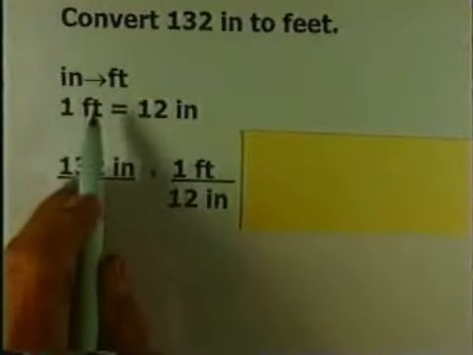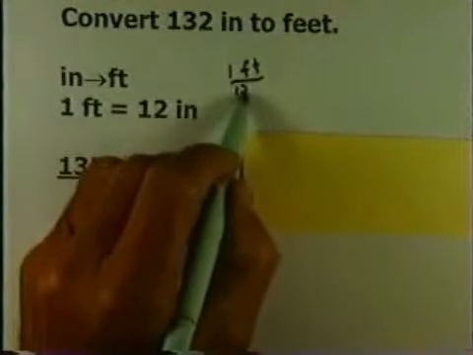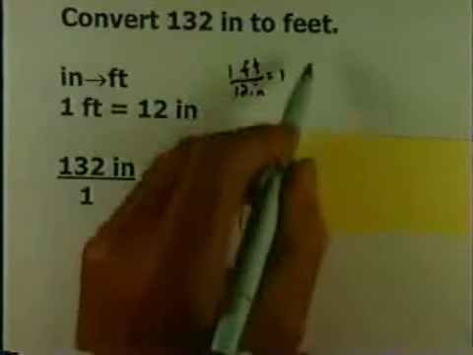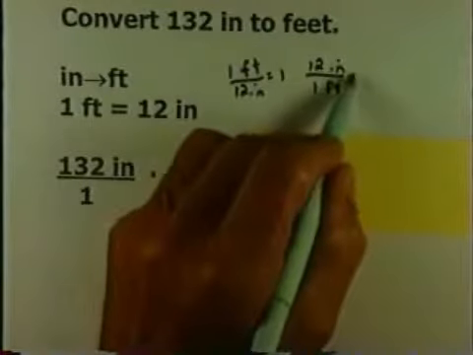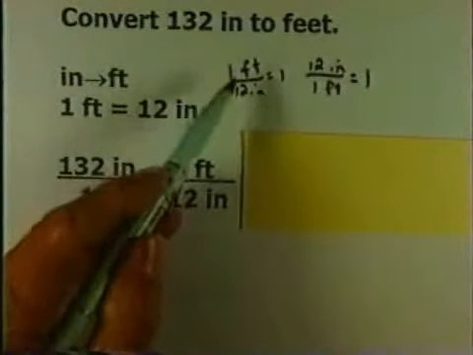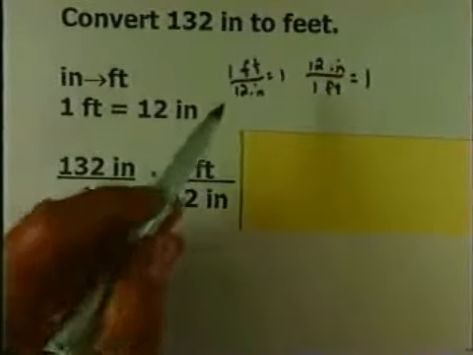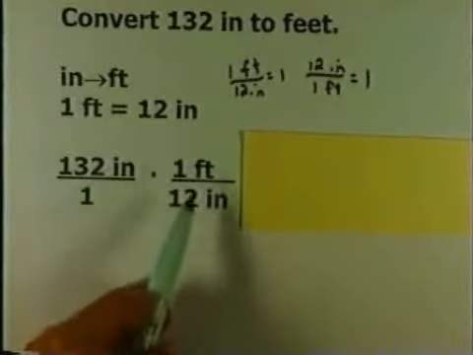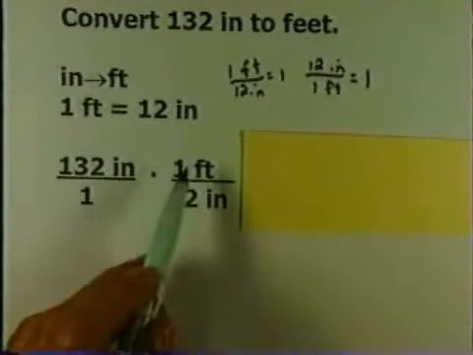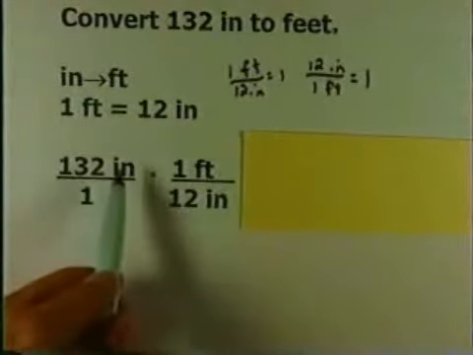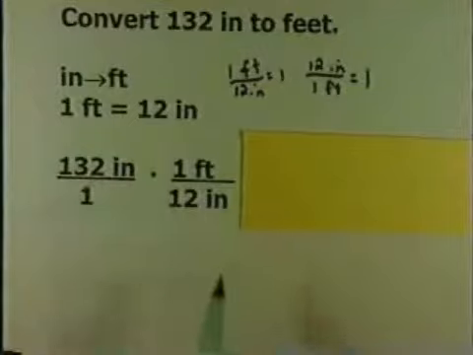Now really, since 1 foot is 12 inches, I know that 1 foot divided by 12 inches is 1. I also know that 12 inches divided by 1 foot is 1. Because any quantity divided by itself is 1, as I showed you on the other frame there. So what I'm doing here is I'm multiplying by 1. So when I multiply by 1 foot over 12 inches, I'm multiplying 132 inches by 1. 132 inches times 1 is that quantity.